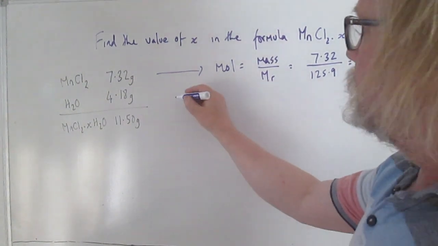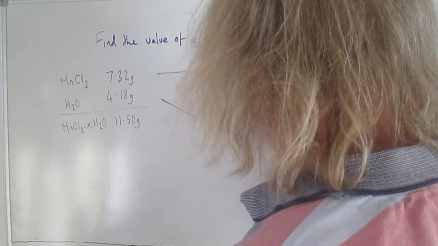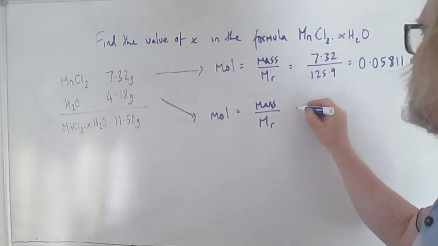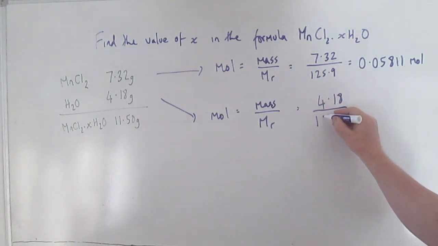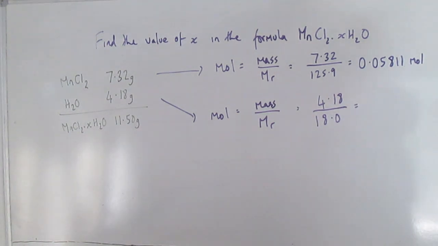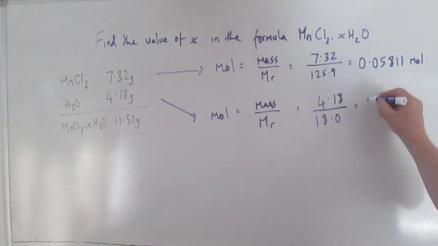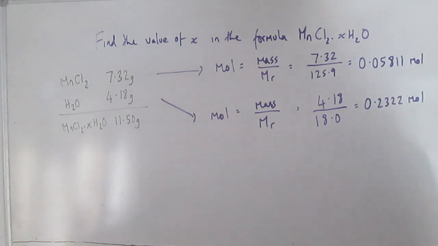And then we do the same for the water. So again, moles is mass over Mr, which is 4.18 over 18.0, the Mr of water, and that comes to 0.2322 moles. Okay, so there are more moles of water than there are of manganese chloride, which tells us that x is going to be bigger than 1.